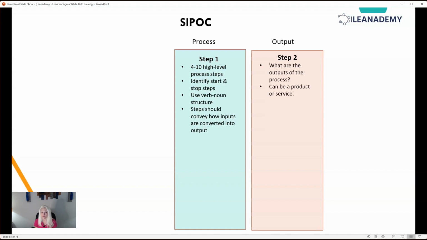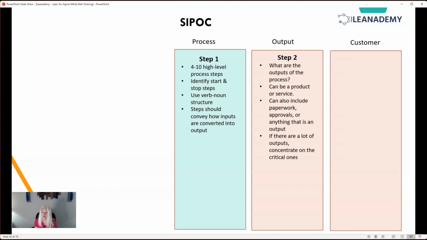Then step 2 is the output. What is the output of the process? It can be a product, a service, paperwork, approvals, or anything that is an output of this process. If there are a lot of outputs, we concentrate on the critical ones. I've seen it where we've had lots of outputs; concentrate on the product or service that's coming out of that process.